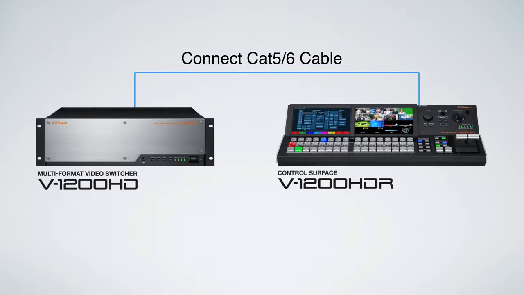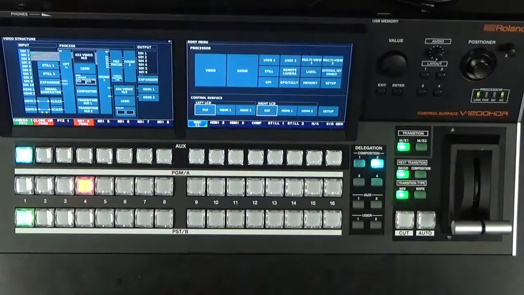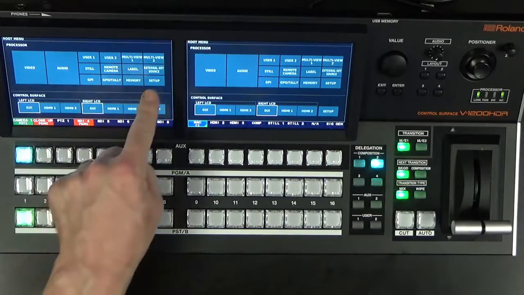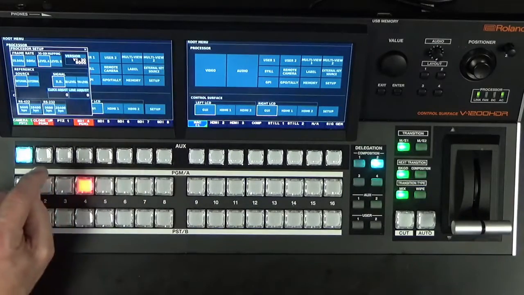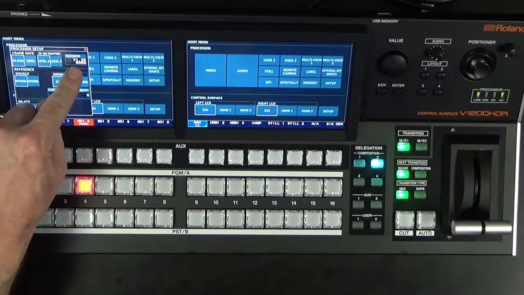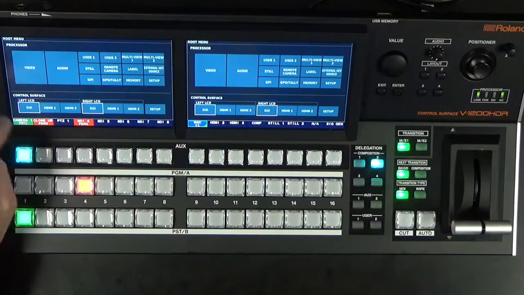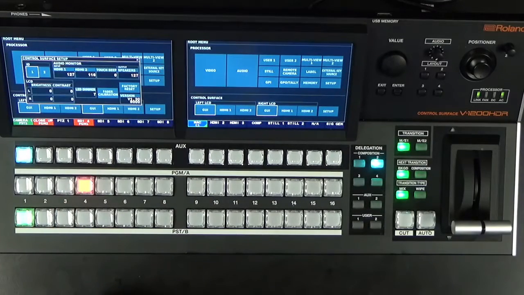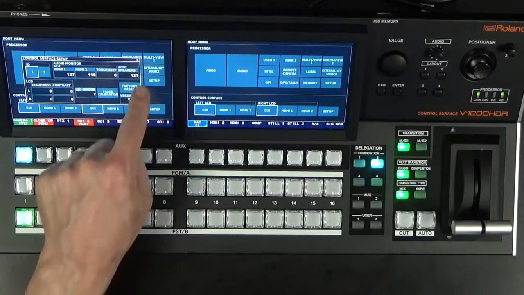To connect the V1200 to the V1200 HDR control surface, simply connect using a Cat5 or Cat6 cable. Next, let's check our version number. So the first thing we're going to want to do is in the root menu, go over to the setup button for the processor. We're on version number 1.30. Next, let's check our version number for the control surface or the V1200 HDR. I hit the setup button and I'm at version 1.30.